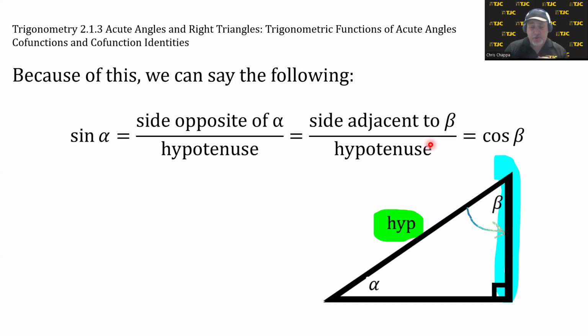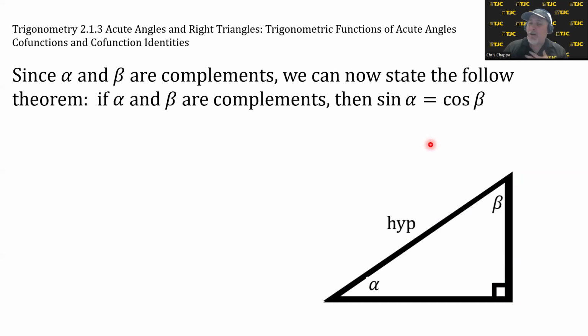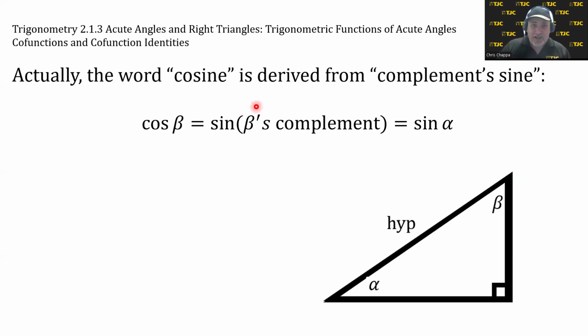That was a result of this train of thought. So we have a complementary relationship between sine and cosine, but it goes a little bit deeper than that. The word cosine is derived from complement sine. Cosine of beta is the sine of beta's complement, or the complement sine, which is sine of alpha because that's the complement of beta. So that's why it's called cosine.